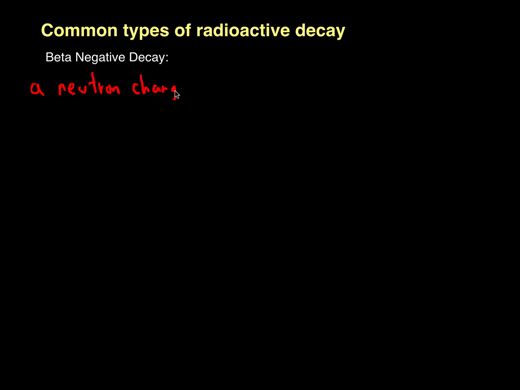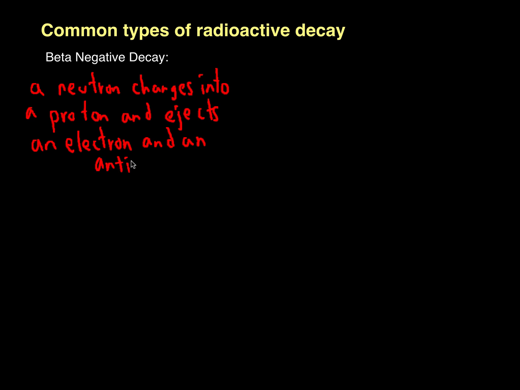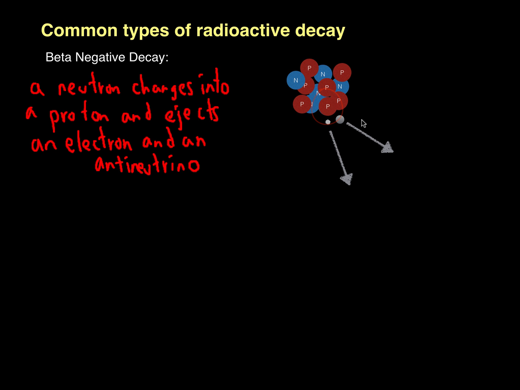In beta-negative decay, a neutron changes into a proton, and an electron and an antineutrino is ejected from the nucleus. So in our original parent nucleus, a neutron turns into a proton, and an electron and an antineutrino is ejected from the nucleus. The general equation for beta decay looks something like this.